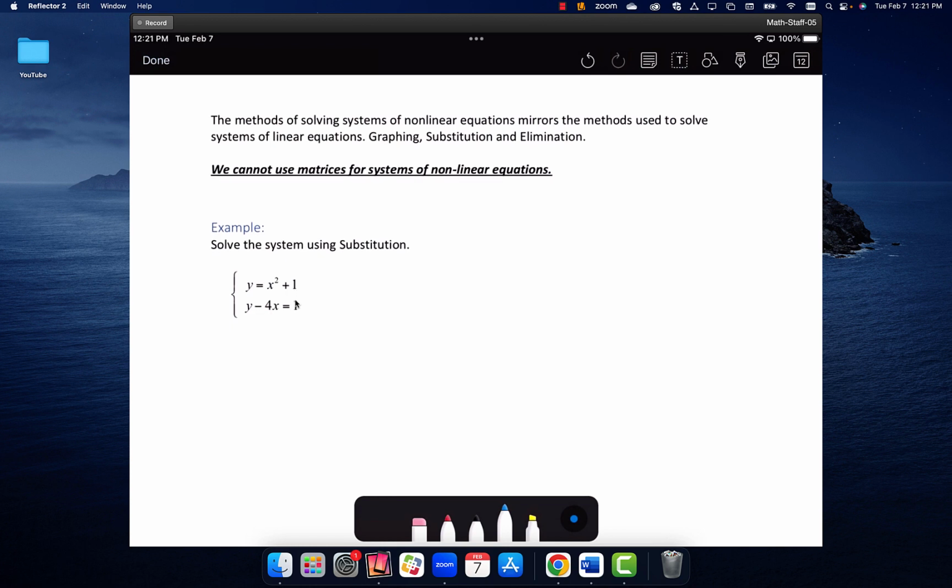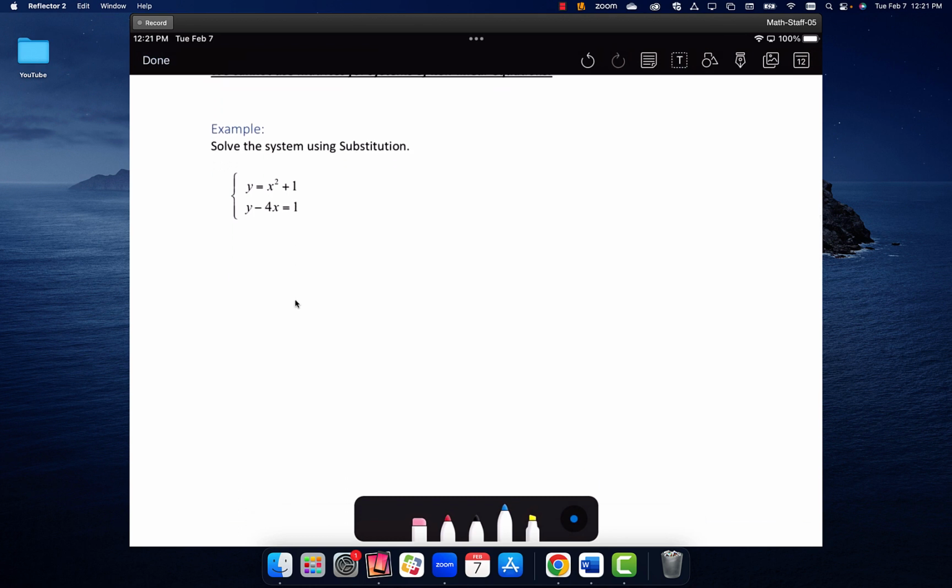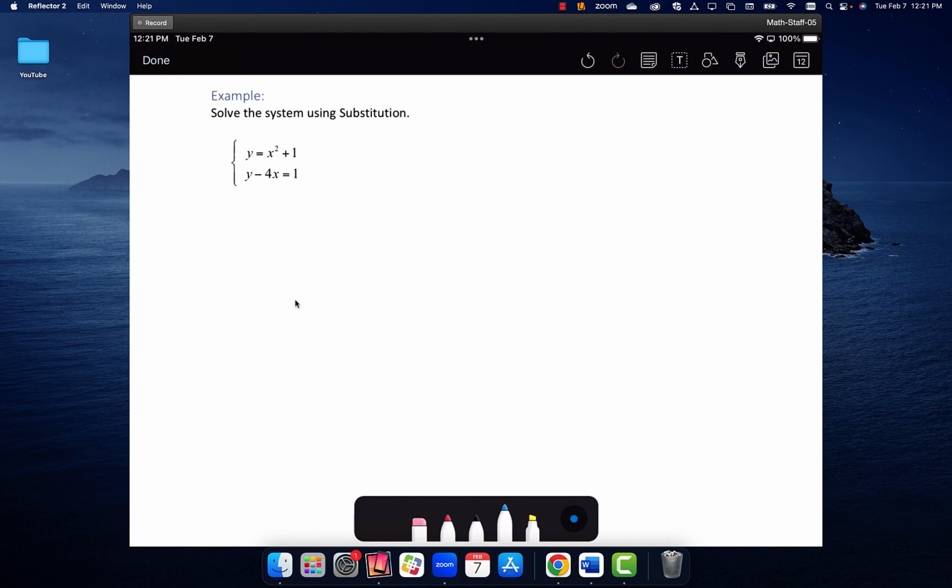The methods of solving systems of nonlinear equations mirror the methods used to solve systems of linear equations: graphing, substitution, and elimination. However, we cannot use matrices for nonlinear systems. Matrices only work when you have linear equations. So let's use substitution to solve this system of nonlinear equations. I'm going to take this expression and replace the y in the second equation.